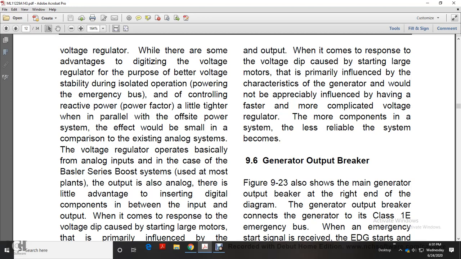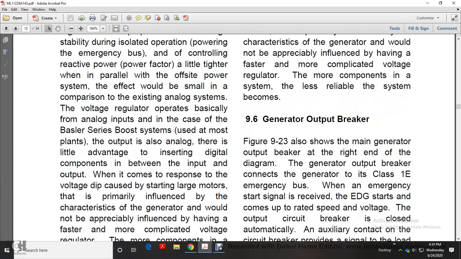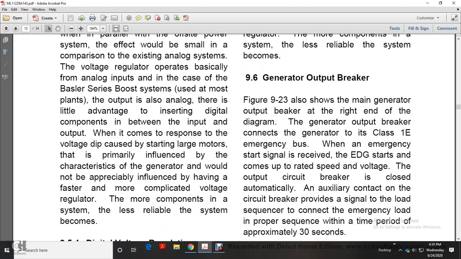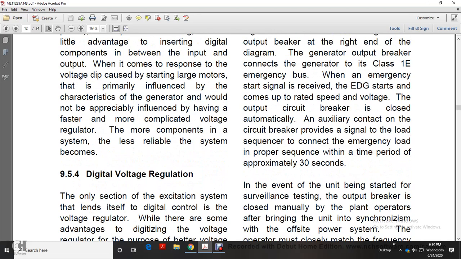96, generator output breaker. The 923 also shows the main generator output breaker at the right end of the diagram. The generator output breaker will connect the generator to the Class 1E emergency bus. When an emergency start signal is received, the emergency diesel engine generator starts and comes up to rated speed and voltage, and the output circuit breaker closes. The automatic auxiliary contact on the circuit breaker provides a signal to the load sequencer to connect the emergency loads in the proper sequence over a time period of approximately 30 seconds.